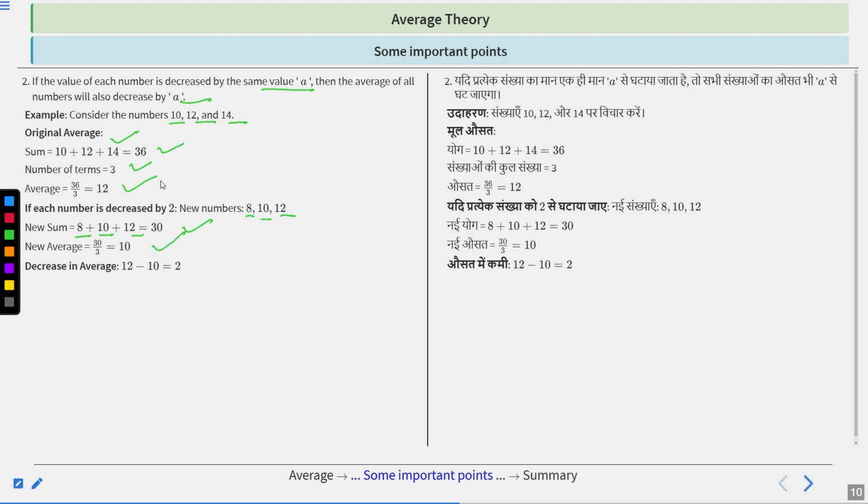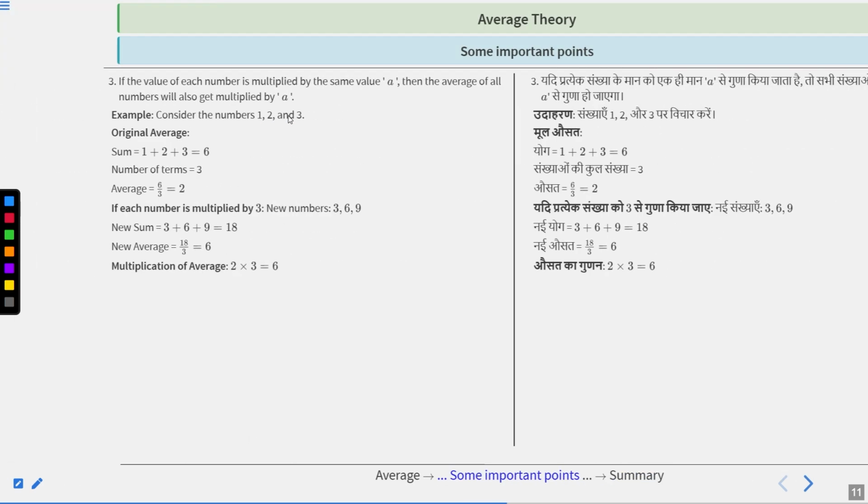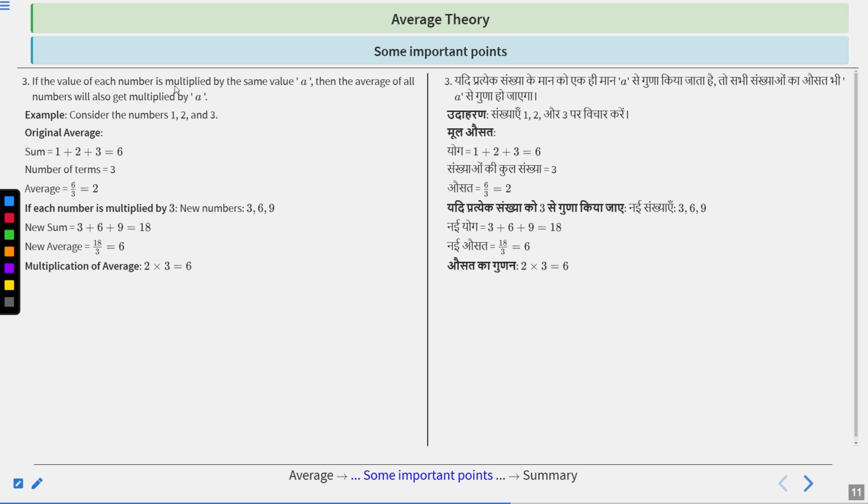So we can easily see that the difference between the new average and the old average is 2, and we decreased the numbers by the value of a, which is 2. Clear? Next one. If the value of each number is multiplied by the same value a, then the average of all numbers will also get multiplied by a.